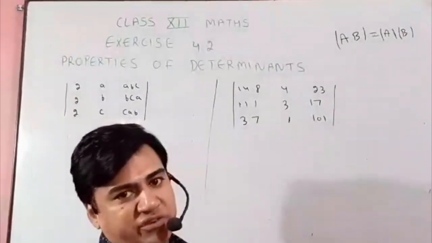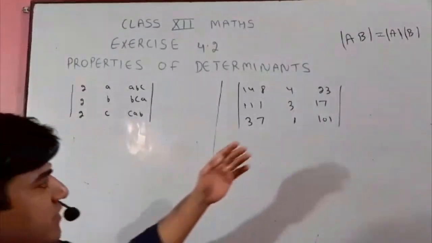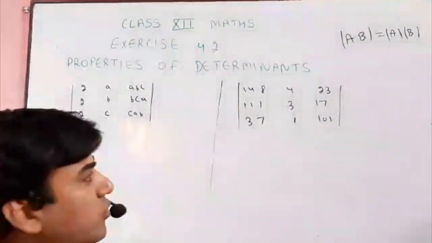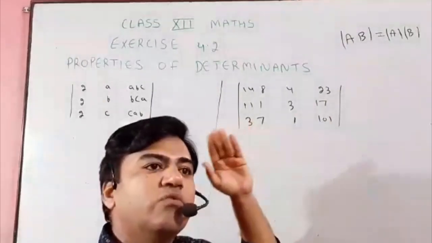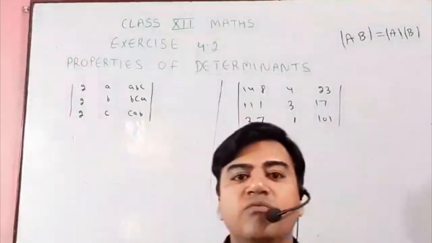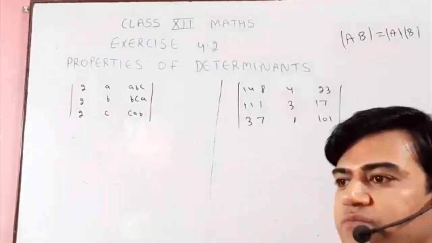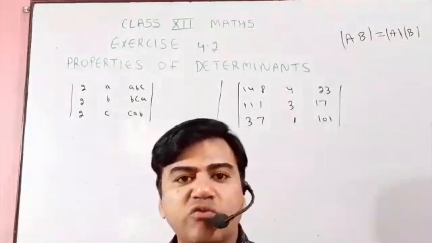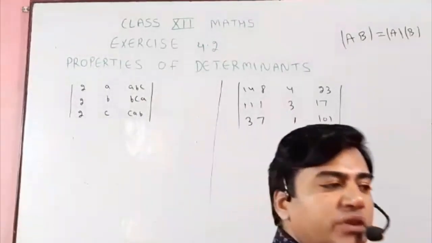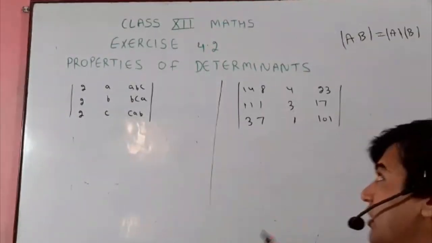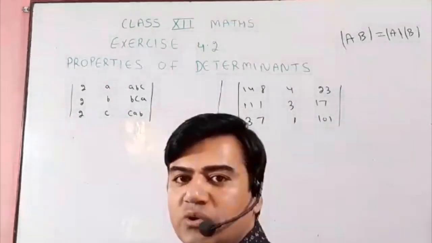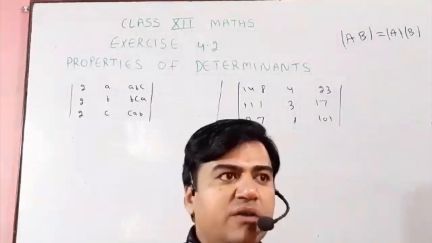Now, let us do some questions. First question of exercise 4.2. The question is that you have to prove the value of this determinant is equal to 0. But you have to do this without expanding, by using the properties of determinants. Using the 7 properties, without expanding this determinant, prove that the value of this determinant will be equal to 0. We have to use some property.